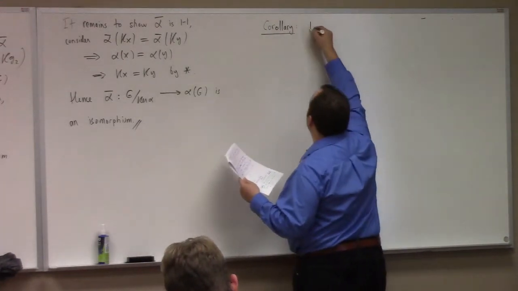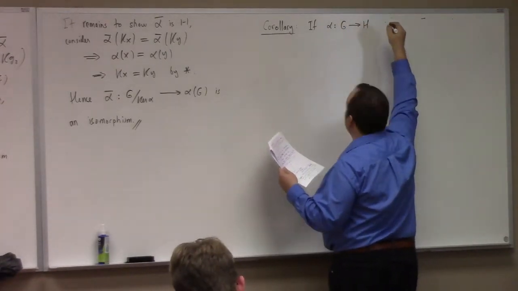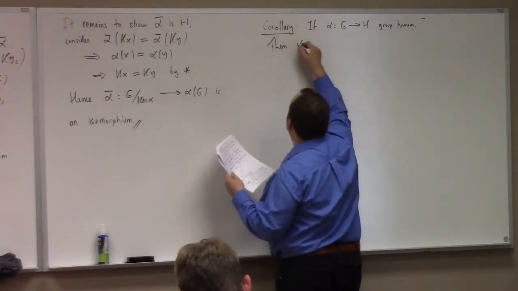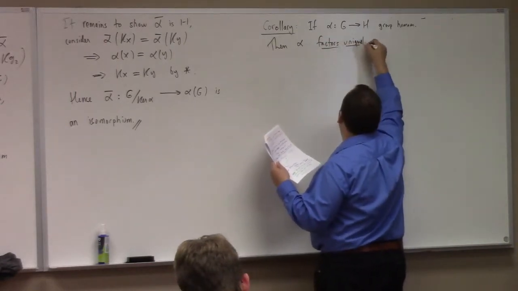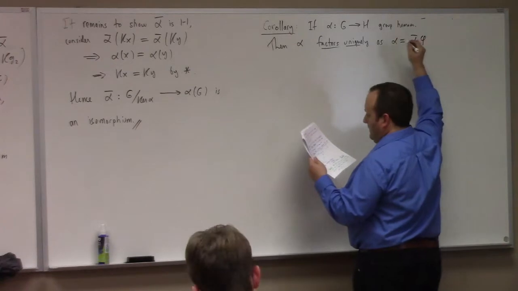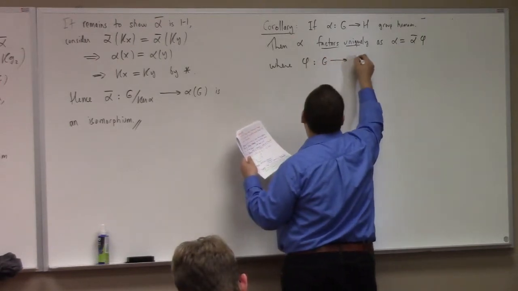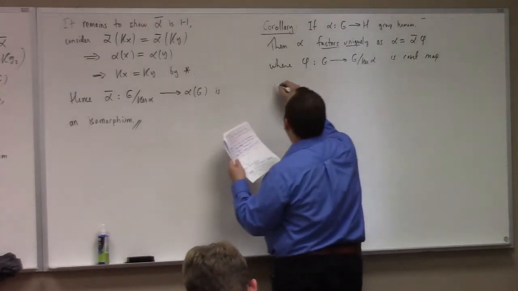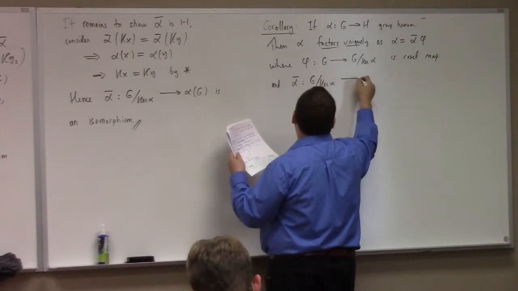But here's the corollary. If alpha, G goes to H, is a group homomorphism, then alpha factors uniquely as alpha equals alpha bar phi, where phi is the coset map, and alpha bar is the mapping from G mod the kernel of alpha to H.